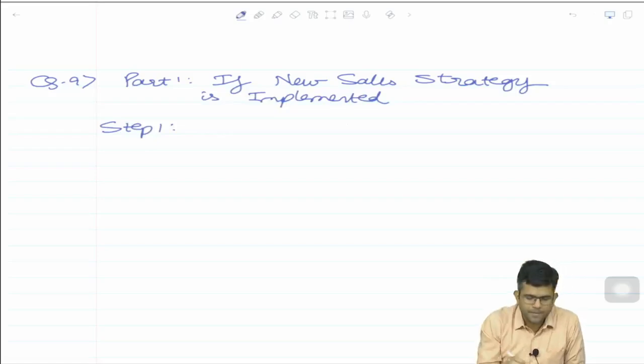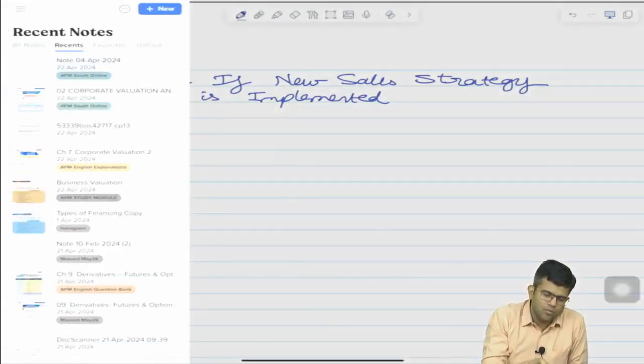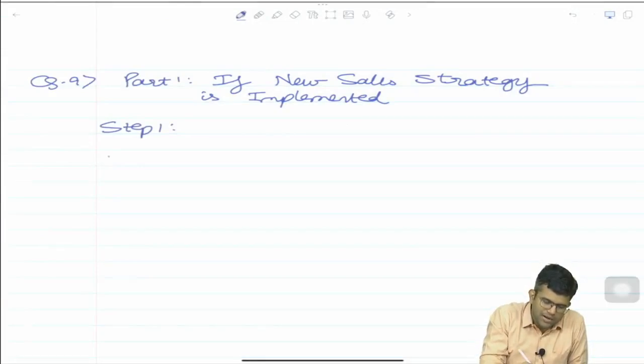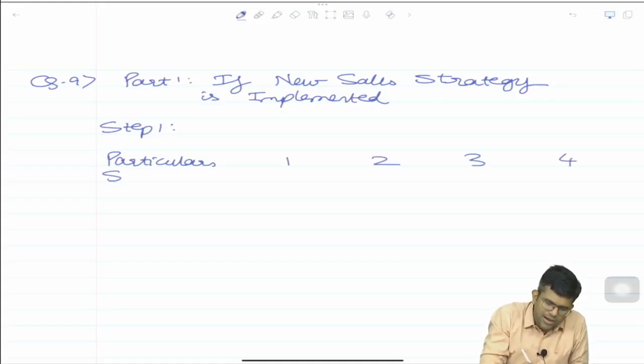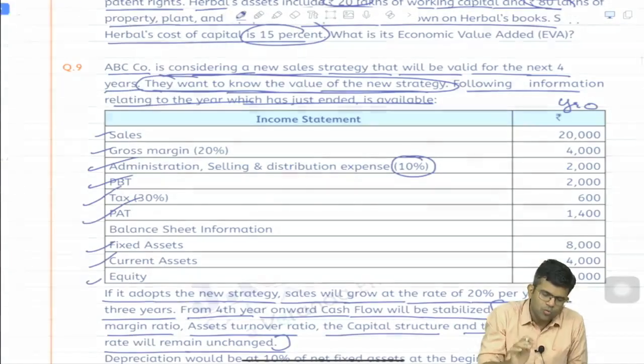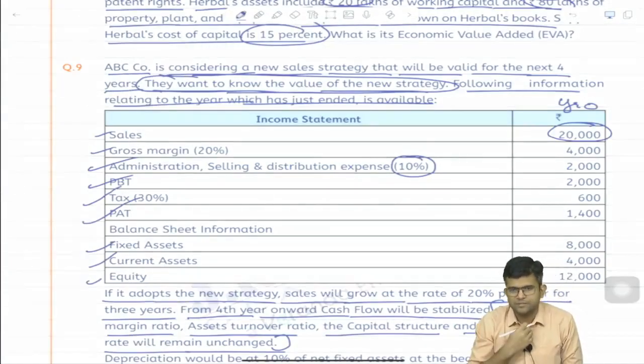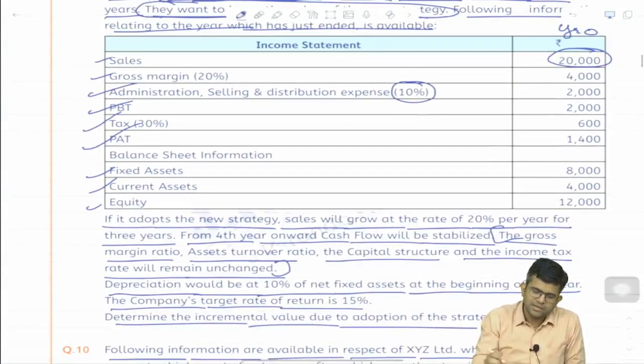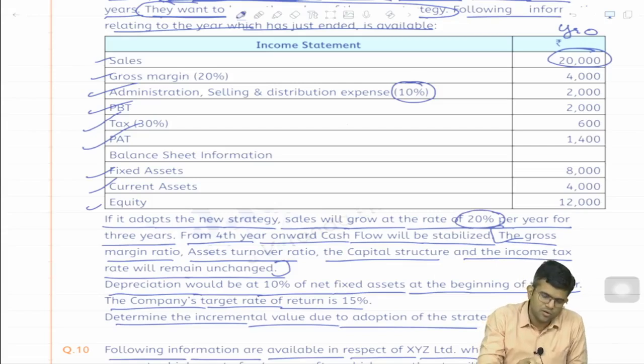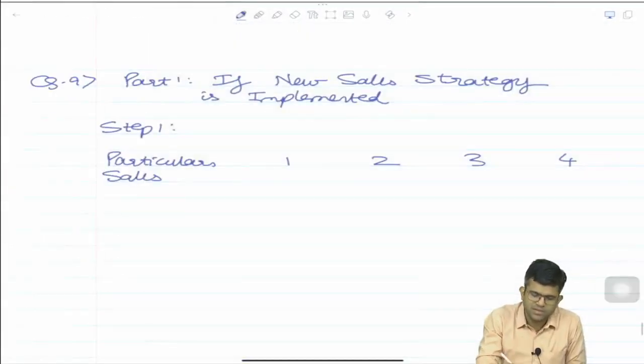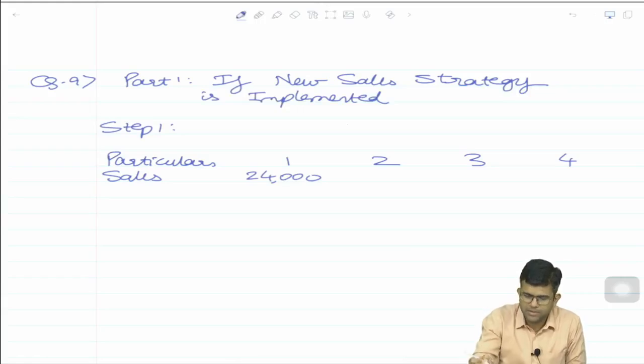So see, I am writing here particulars. I am writing 1, 2, 3, 4 and I am writing sales. Now, what were the sales of last year? 20,000. They are saying sales will grow at the rate of 20% per year for 3 years. Give me the numbers now. If the first year it will grow to, can I say 24,000? Second year, please, 20%.